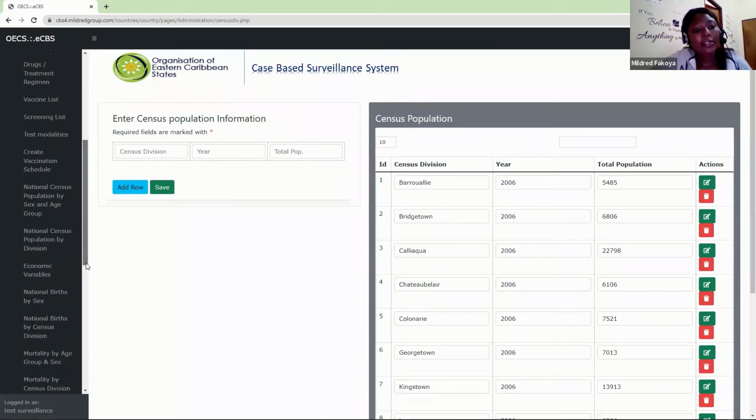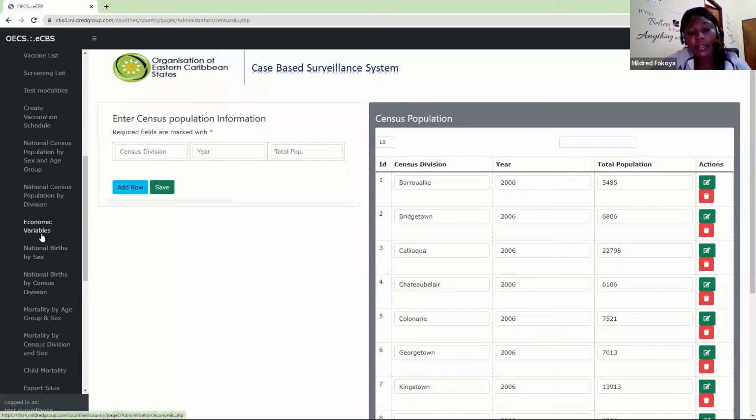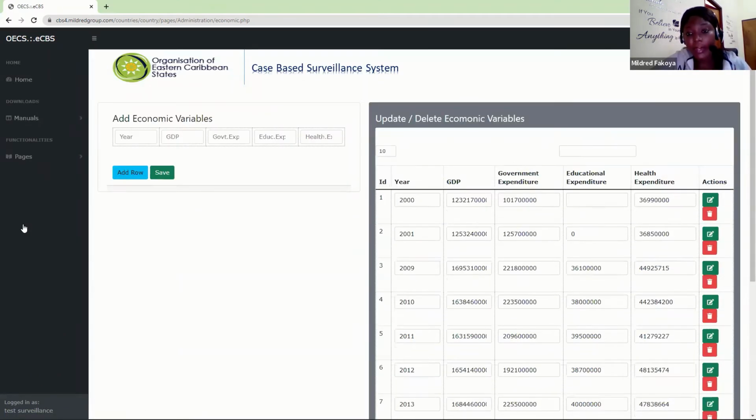Then you have economic variables, which are also used for advanced correlations. It's not required, but if you have it, you enter it. So you want to enter the GDP, the government expenditure, the educational expenditure, and the health expenditure. And what the system uses this for is to do a correlation to see what factors affect the disease, the disease progression, or what factors affect client response or the health system.